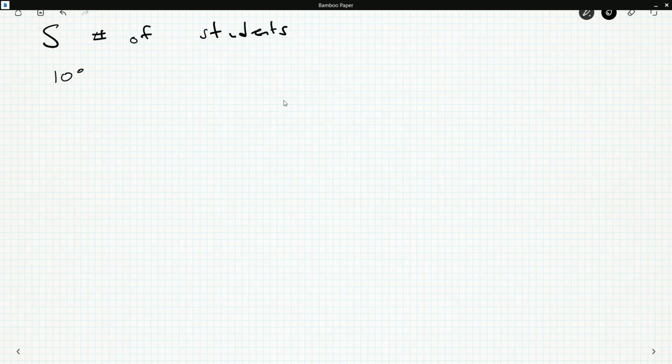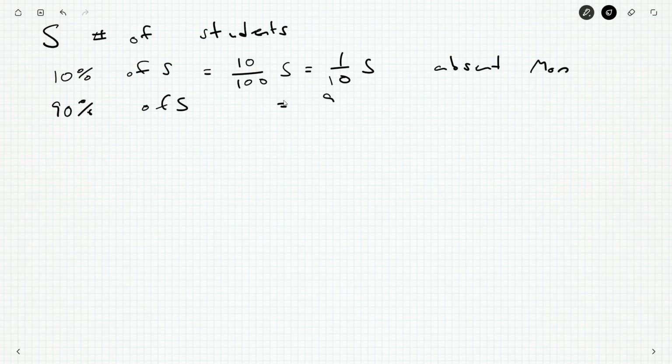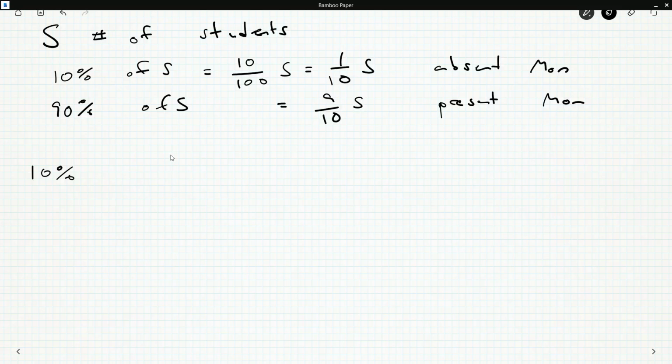So 10% of S, which is 10 out of 100 S, or 1/10 of S, were absent on Monday. And 90% of S, which is really 9/10 of S, were present on Monday. And now, let's reread this, 10% of those who were absent on Monday were present on Tuesday.